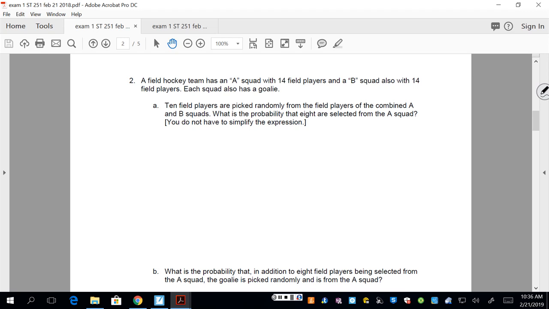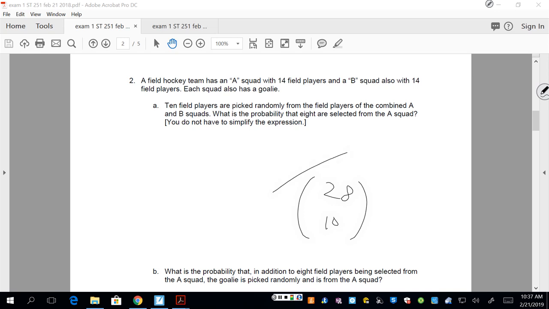So this was one of these counting ones, right? How many ways are there to select the 10 players altogether? 28 choose 10, yeah. So express that way, with the numbers the right way around.